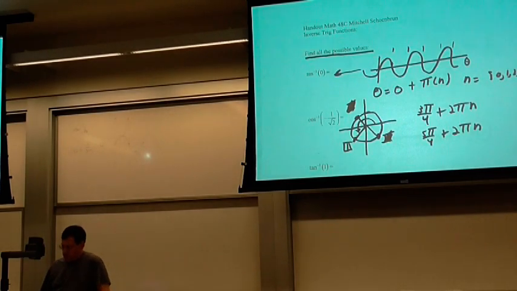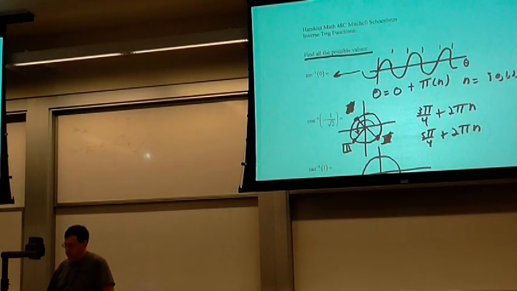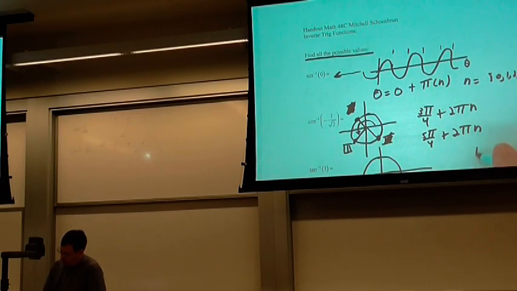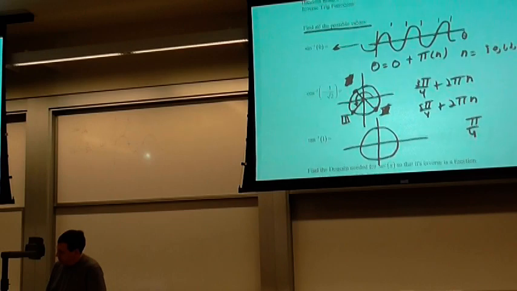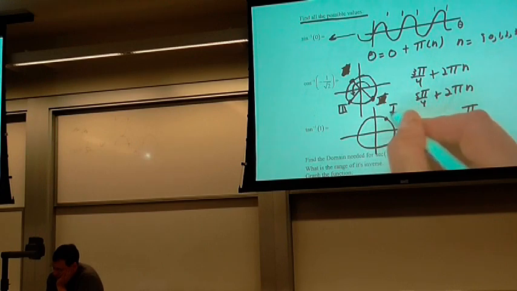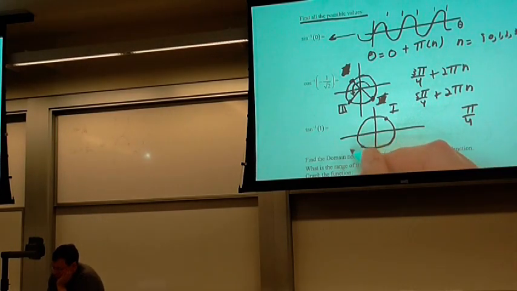All right. Let's think about where the tangent is positive. What quadrants? First. Oh, actually, let's answer this question first. What angle in the first quadrant gives you 1? Pi over 4. Okay, so what quadrants is it positive in? Obviously the first quadrant. And the third, okay.